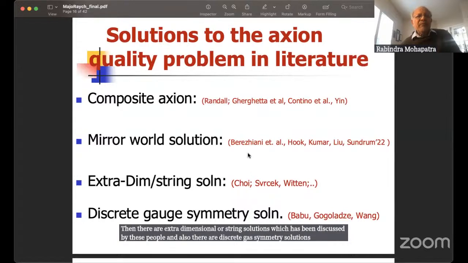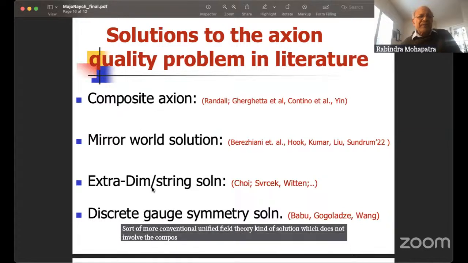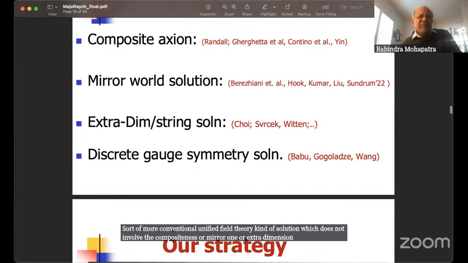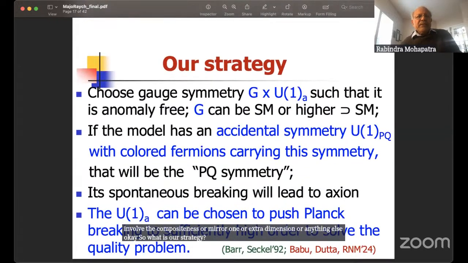So there are already many solutions which were proposed in the literature, but we wanted to see if we can find a more conventional unified field theory kind of solution, which does not involve compositeness or mirror world or extra dimension or anything else. So what is our strategy? Our strategy is the following.